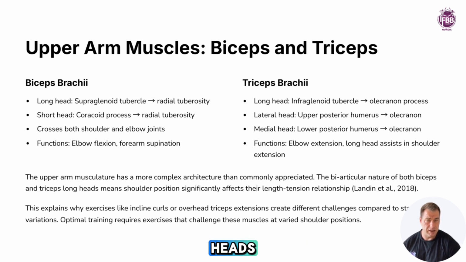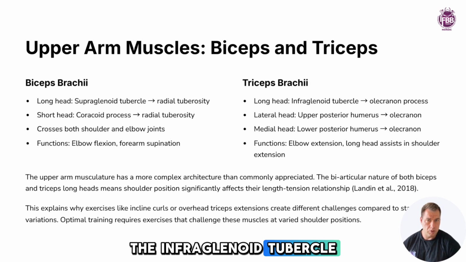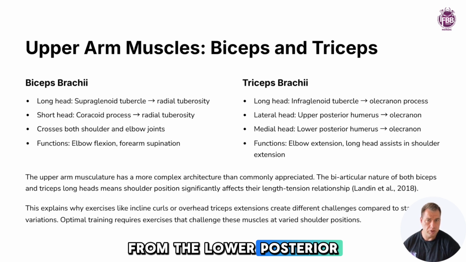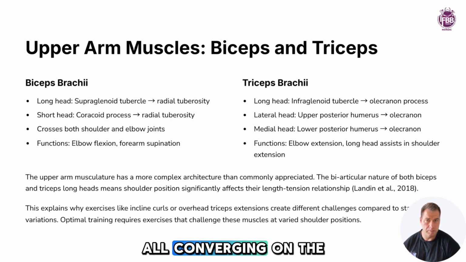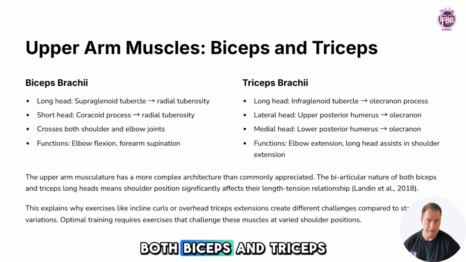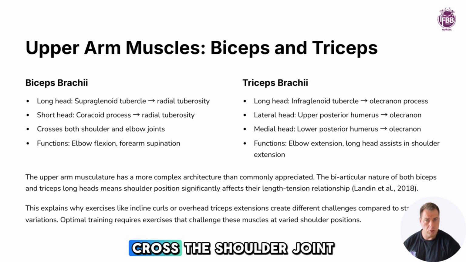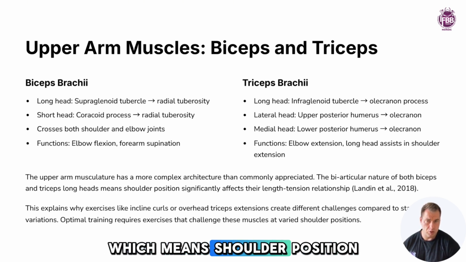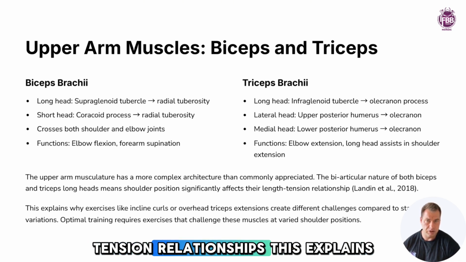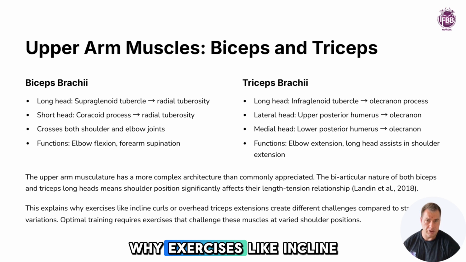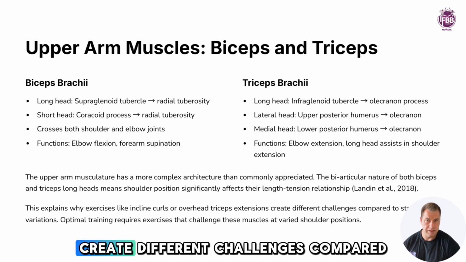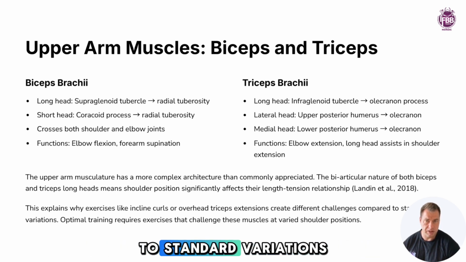The triceps has three heads, the long head from the infraglenoid tubercle, the lateral head from the upper posterior humerus, and the medial head from the lower posterior humerus, all converging on the olecranon process. The long heads of both biceps and triceps cross the shoulder joint, which means shoulder position significantly affects their length-tension relationships. This explains why exercises like incline curls or overhead triceps extensions create different challenges compared to standard variations.